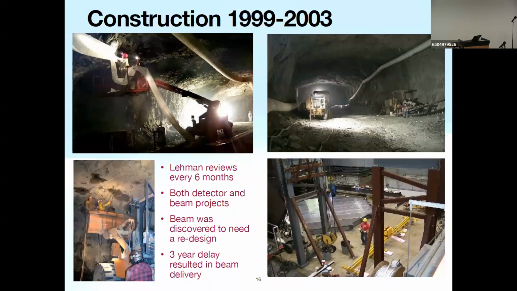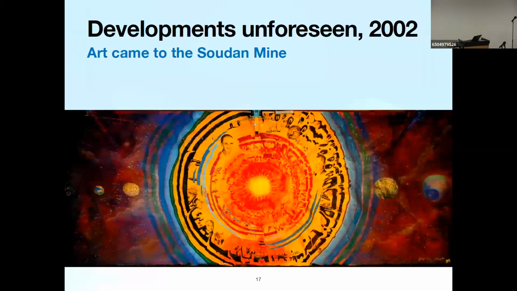We were reviewed very often, by Denny Lehman, as I understand it. I think it was every 6 months, but it seemed like more often than that. And they reviewed both our detector and beam projects for ages before they discovered, or someone discovered, that the beam needed a whole redesign, and it was going to be 3 years delay. So I don't know what the review guys were doing really, but anyway, we had a 3-year delay on the delivery of the beam, but that didn't stop us with the detector, which was finished on time and on budget. But I'll come back to that.